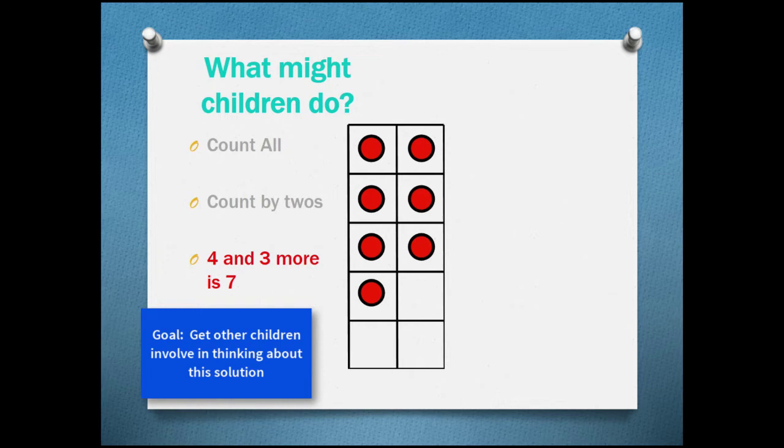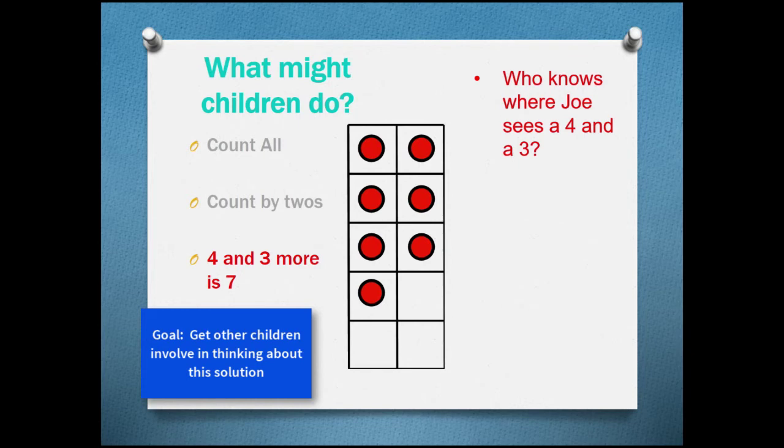and what your goal is to get other children involved in thinking about this solution, even though they might not have figured it out this way themselves. And so you want to get them involved in the discussion. This is also early in the school year, so you may have to be directing this discussion. For example, you might say, who knows where Joe got a 4 and a 3? And that will open up the discussion.